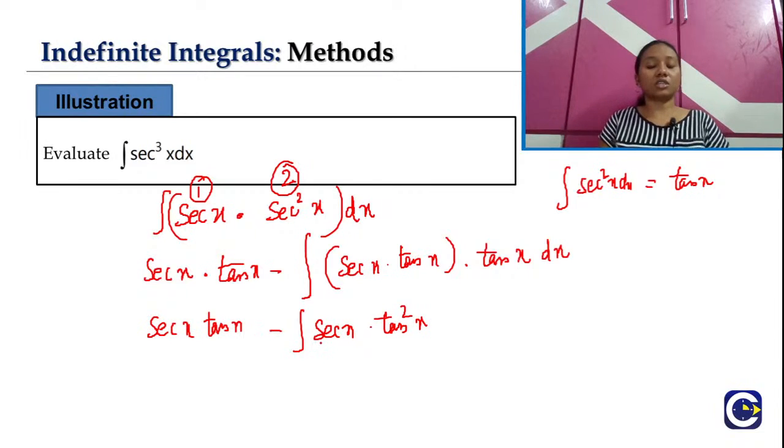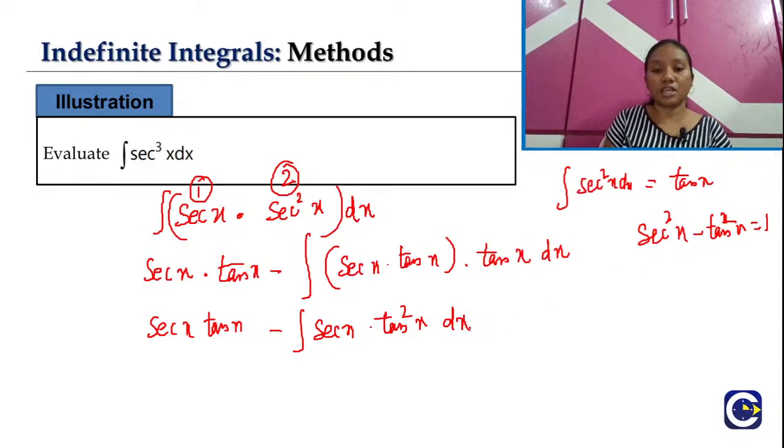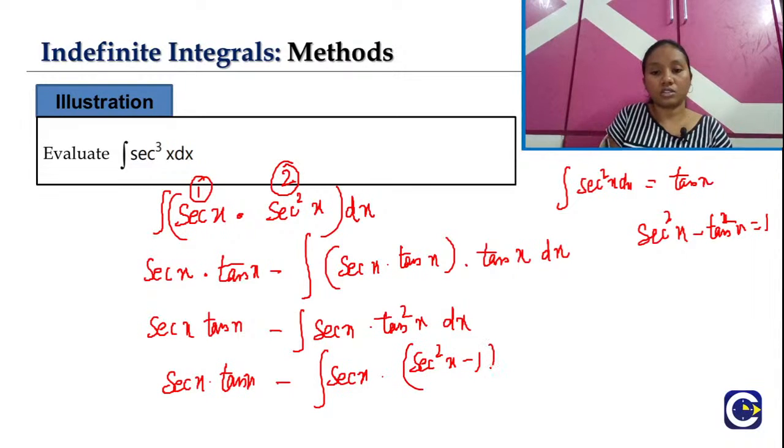Right, so here all the terms are in secant. So I am just going to convert my tan square x into secant square x. We have the identity, secant square x minus tan square x is equal to 1. Yes or no? So from here, in place of tan square x, we can substitute secant square x minus 1. So let's do that. Secant x into tan x minus integration of secant x into secant square x minus 1 dx.